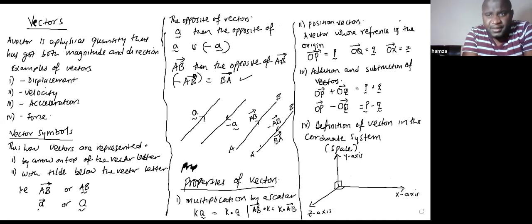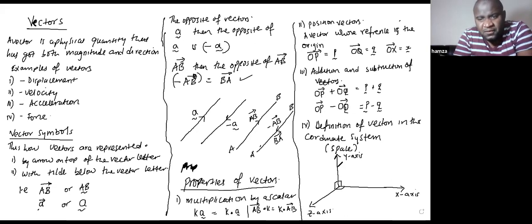Now, these axes define directions of vectors, and vectors that will be moving in the y-axis, they will be represented by a vector j, while vectors that will be representing or moving in the x-axis, they will be represented by a letter i. Then lastly, the vectors that will be moving in the z direction, they will be represented by a letter k.